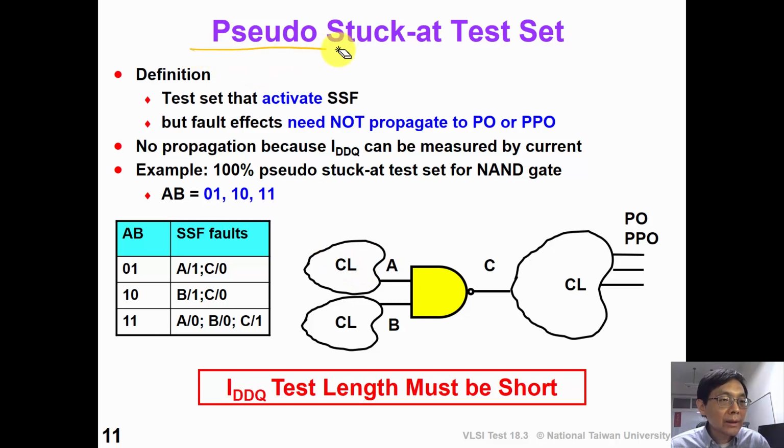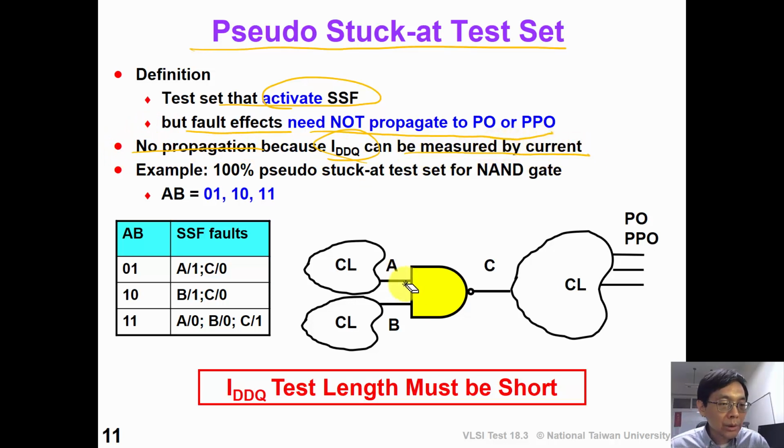The pseudo stuck-at test set is very similar to a traditional single stuck-at fault test set. However, to minimize our test time, this test set only activates single stuck-at faults, but the fault effect need not be propagated to primary output or pseudo primary output. We don't need this propagation because IDDQ can be directly measured by current.